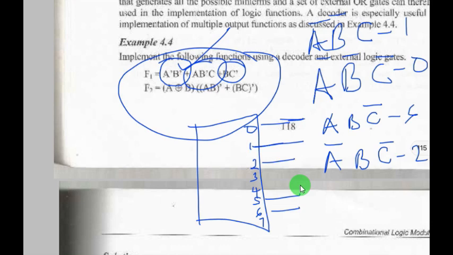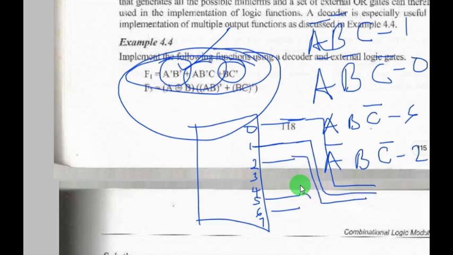All of the ones that we have generated, we take them through an OR, because F1 is SOP, so you take them through an OR. And that becomes F1. That is the end of the story. That is how you implement function F1 using a decoder.